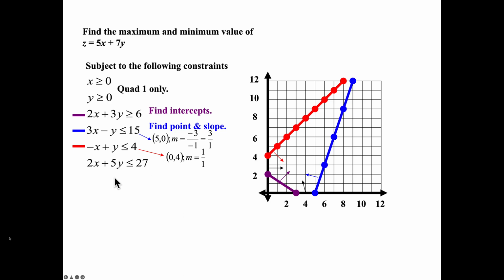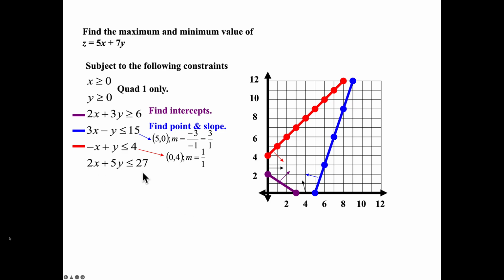So let's go to 0, 4, and then up 1, right 1. There's my line. 0 plus 0 is 0. 0 is less than 4. So again, this line continues in this direction. My origin is below it, so we're shading below the line. So everything appears to be fitting into this cone-like shape here.